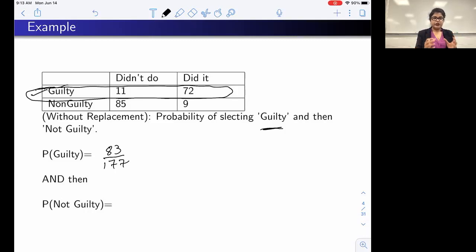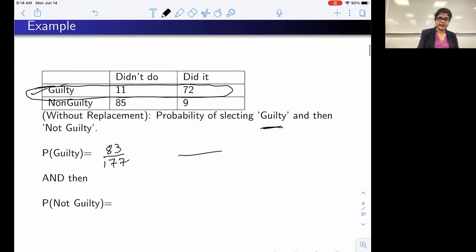So what is the probability of finding one guilty person from all of these people? The probability of finding a guilty person is 83 by 177. So this is the percentage that I can find the guilty person from all of these people. So let's say I found one guilty person and I'm putting him in jail. So that person is going to jail, one person.